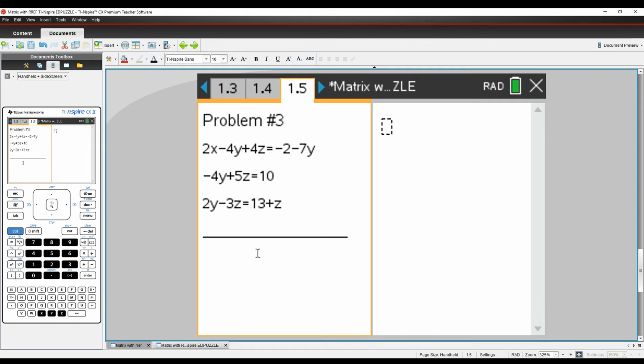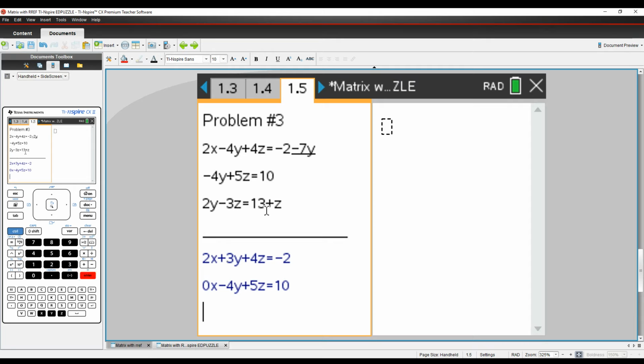The next question. Go ahead and write these in standard form. For this first problem here, we're going to have to get rid of the -7y by adding 7y to both sides. So 2x, I have -4 plus 7y, and -4 plus 7y gives me positive 3y plus 4z equals -2. My second equation, I actually don't see an x. I'm going to go ahead and write it with the 0 so that I don't forget to put a 0 in place of x.